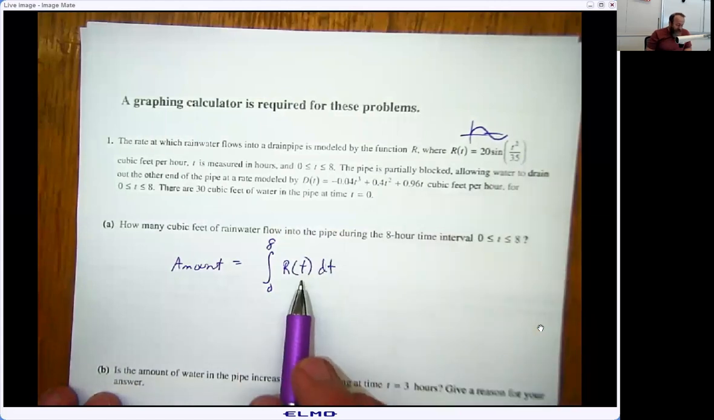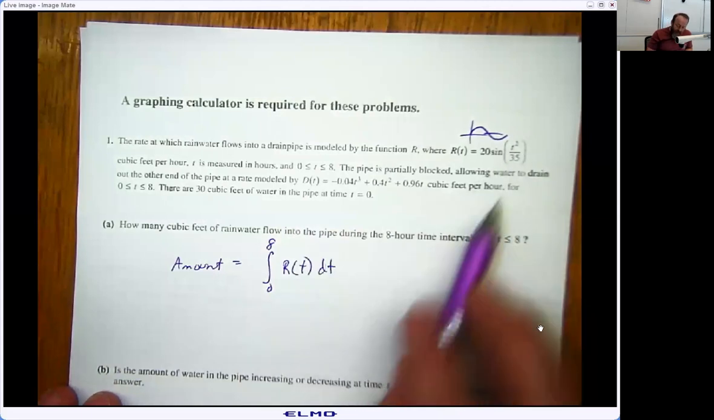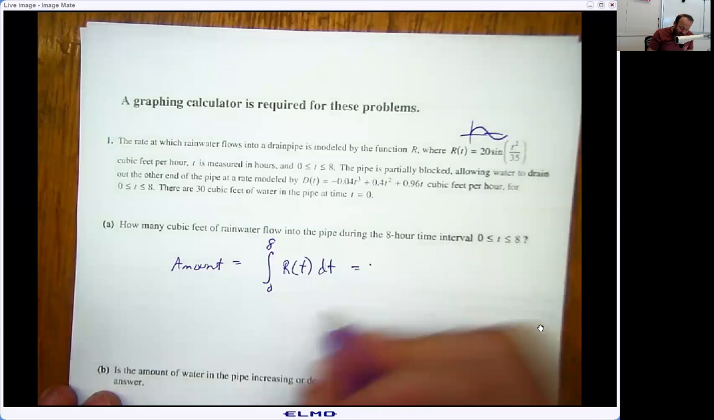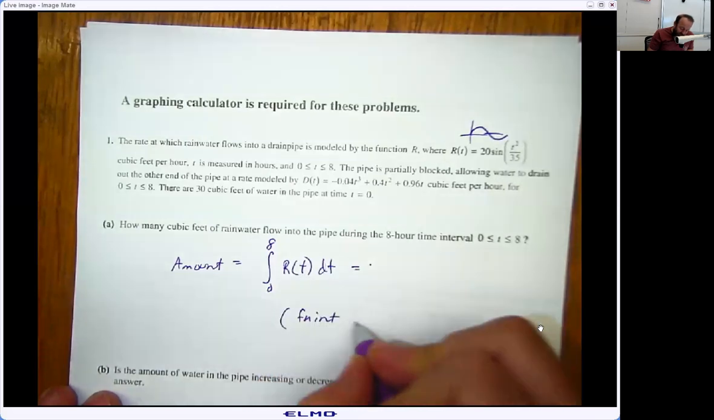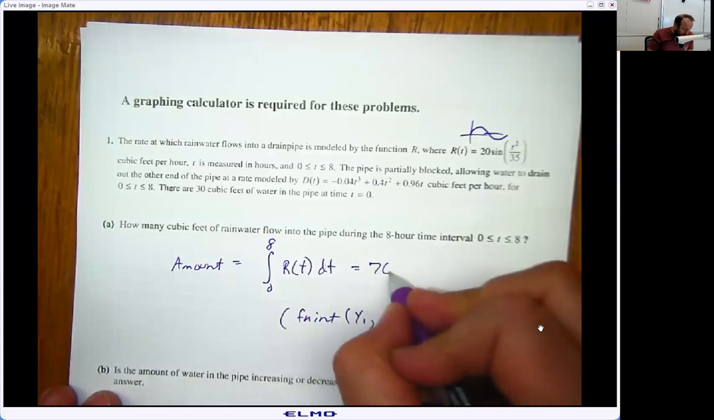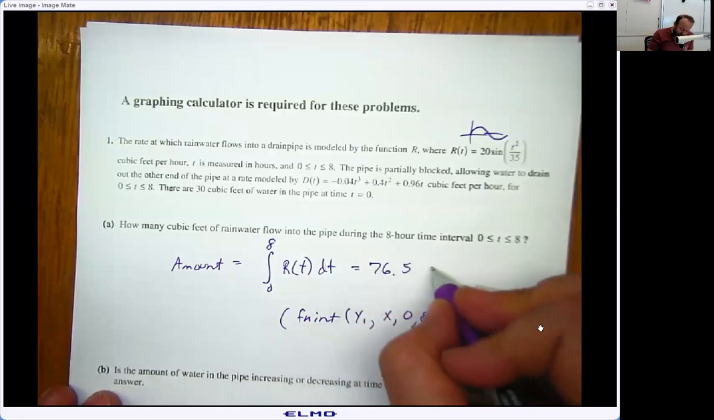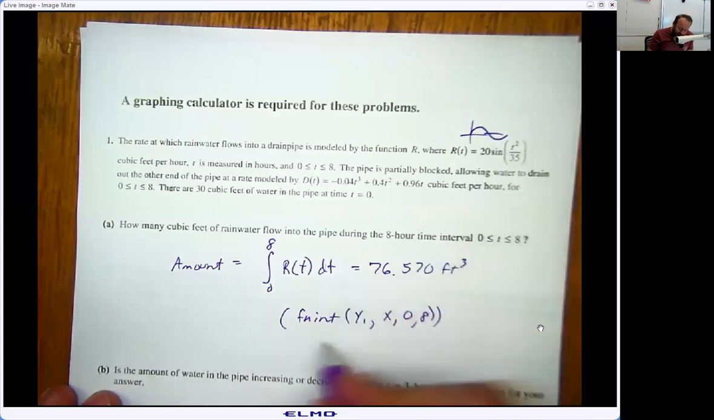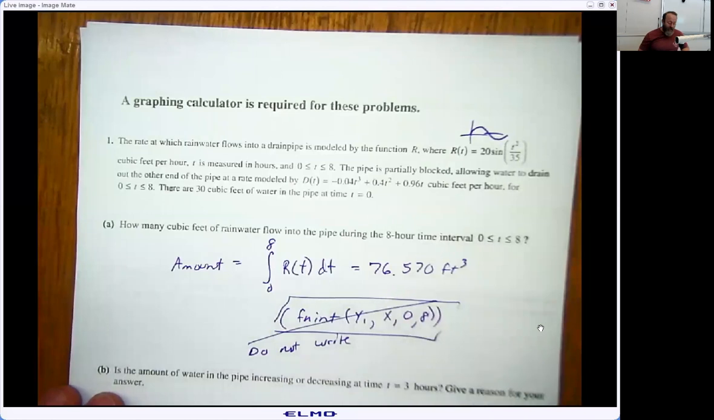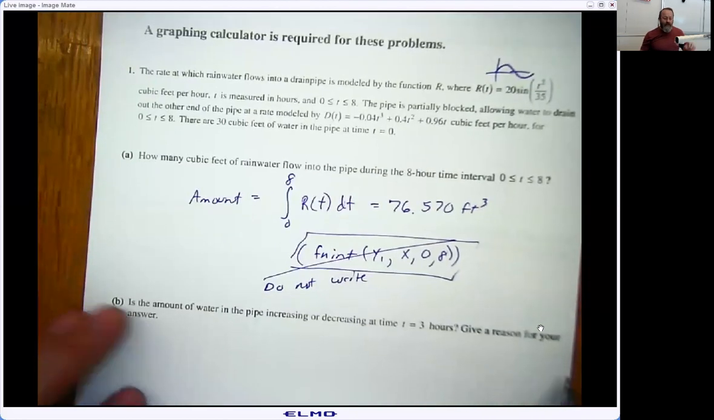And because this is a calculator active section, I don't actually have to physically go in and think through all of the chain rule implications that would happen from that t squared, because it would get a little bit sketchy. I'm just going to do an fnInt on my calculator. Remember, it's fnInt y1 comma x comma 0 comma 8. And if you do that, you're going to get 76.570 cubic feet. Now, this piece of data right here, you actually do not write on your test.